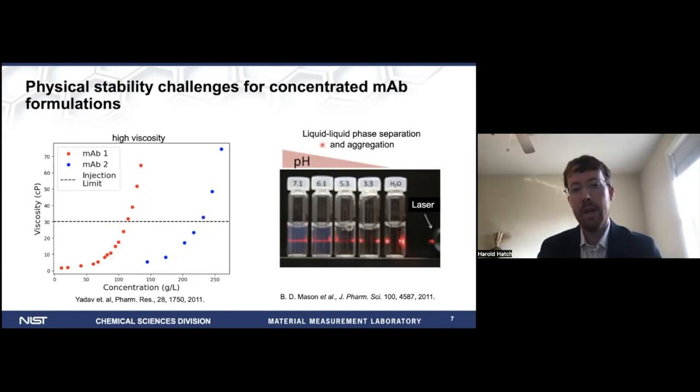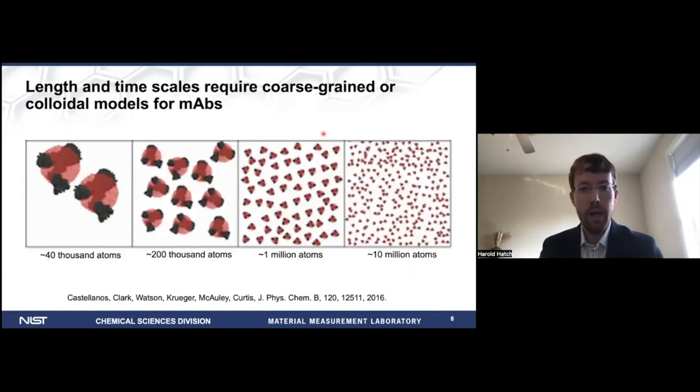And it's not just the viscosity. At high concentration, we also have to think about issues with liquid-liquid phase separation and aggregation as well. So if we want to study antibodies at high concentration and study their interactions with each other, at minimum, we have to simulate at least two, which is already 40,000 atoms. And if you want to look at phase behavior and viscosity, that's collective behavior over a long length scale. So that would actually require something like a 10 million atom simulation, which is simply not feasible with the standard molecular dynamics kind of approach.